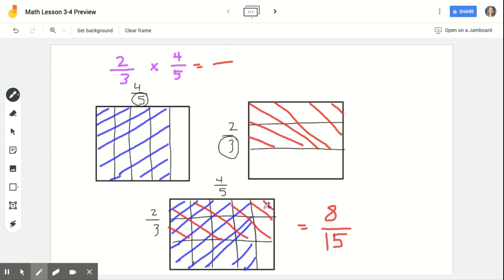And then, as you can clearly see, these 2 were just shaded in with red. These 4 were just shaded in with blue. This one was blank. What we just did is we figured out what 2/3 of 4/5 is. We took 4/5. That's what we started off with. We shaded in 2/3 of 4/5 using our other lines, and we arrived at 8/15. 2/3 times 4/5 is equal to 8/15.